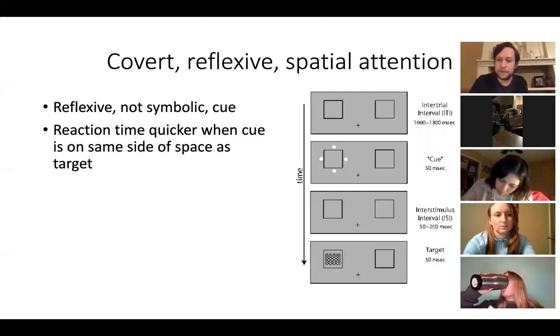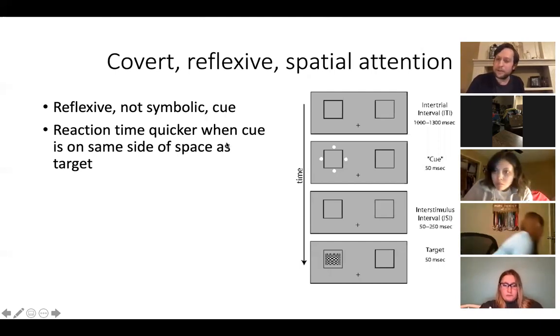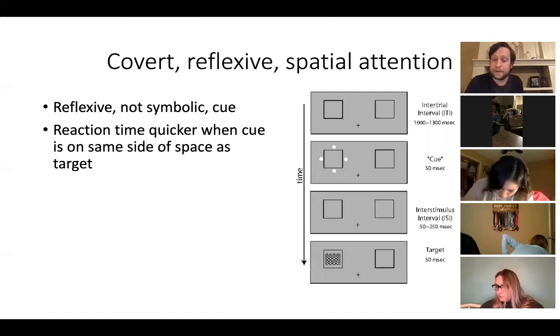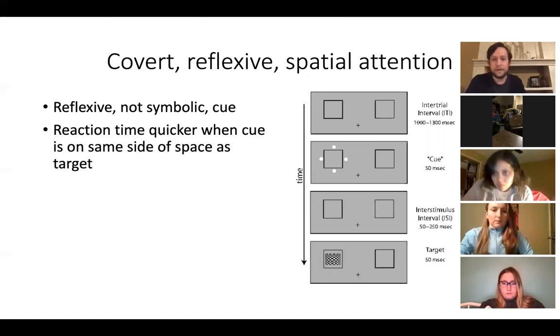And the nature of the cue is different in reflexive attention tasks. It says here you have a reflexive, not a symbolic cue. So this is a cue where you're not interpreting the meaning of the cue. Your attention is not influenced by your understanding of the meaning of the cue. The cue works by being very salient. It's something that grabs your attention and kind of pulls your attention away from whatever you're looking at.